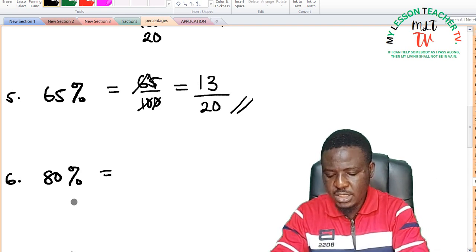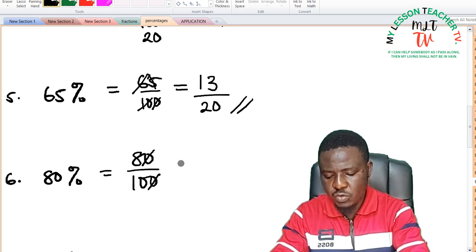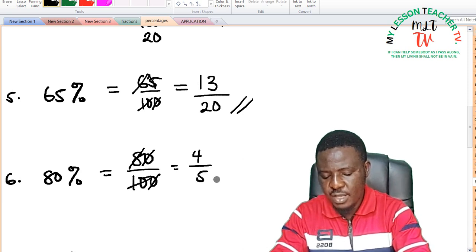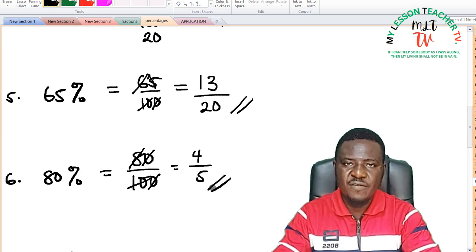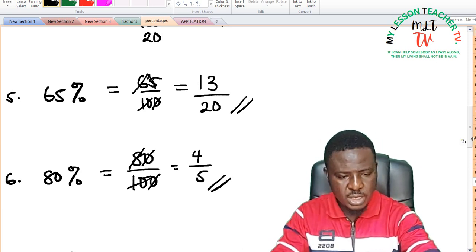Question 6, 80% is equal to 80 divided by 100. 10 can divide, giving us 8 over 10. 2 can still divide. 2 into 8 is 4. 2 into 10 is 5. And there's no other factor that can divide 4 over 5. And so this is your answer.